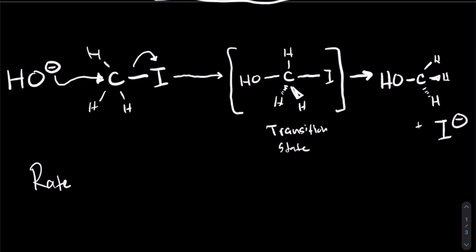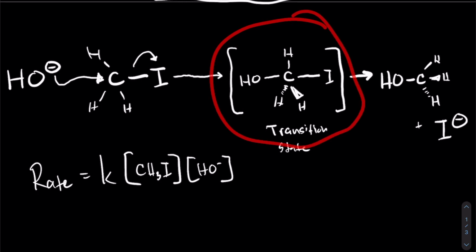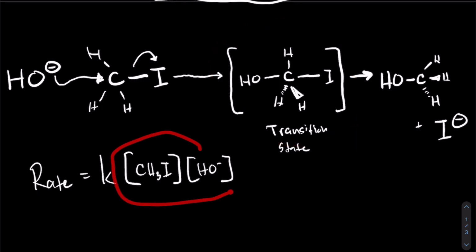The rate of this reaction is defined by some K, some constant, and the concentration of methyl iodide and the concentration of hydroxide. And we know this because there's no way to make this transition state without both of these compounds being present at the exact same time.